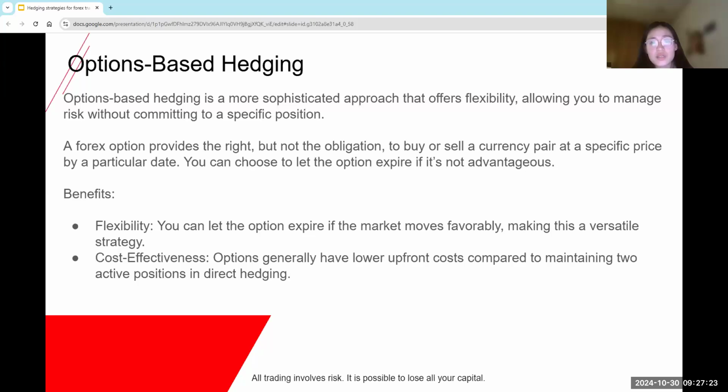So options can be overall quite powerful tools for traders, but selecting the right strike price and expiration requires understanding premiums and the option's time decay. They're well suited for traders who are looking for hedging flexibility without needing constant monitoring.